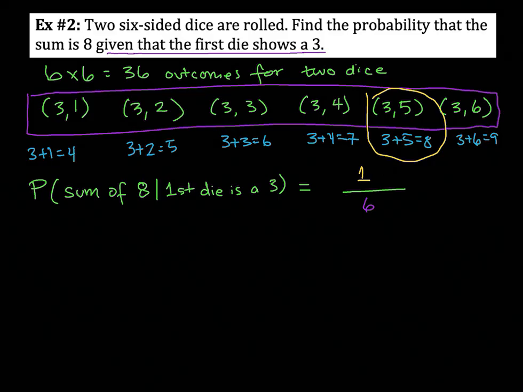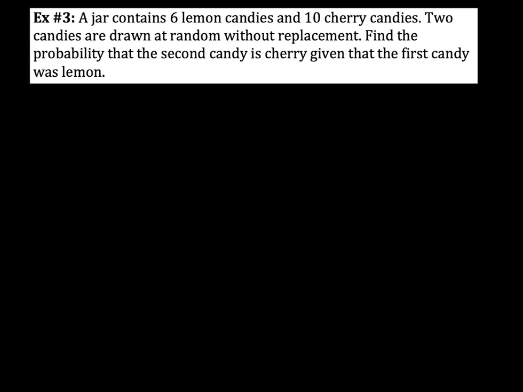Okay, and so our final example is we have a jar of 6 lemon candies and 10 cherry candies, and 2 candies are drawn at random without replacement. So that means we don't put them back. Find the probability that the second candy is cherry given the first candy was lemon.